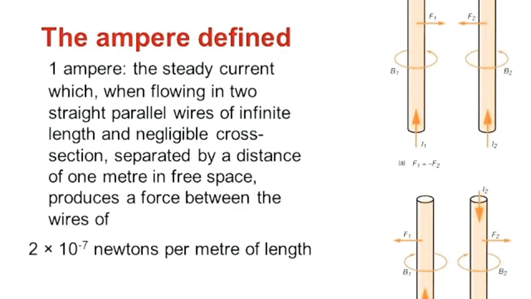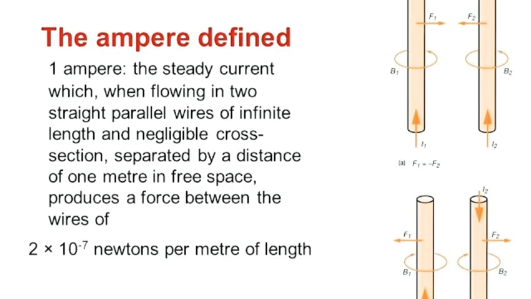So what is 1 ampere? The steady current which, when flowing in two straight parallel wires of infinite length and negligible cross section separated by a distance of 1 meter in free space, produces a force between the wires of 2 into 10 to the power minus 7 Newton per meter of length.